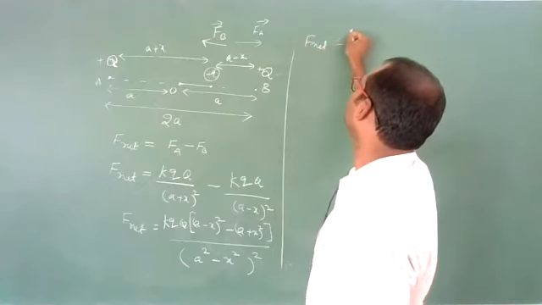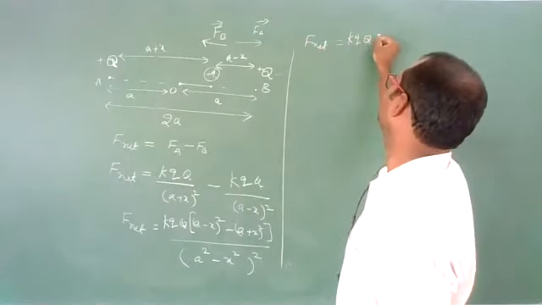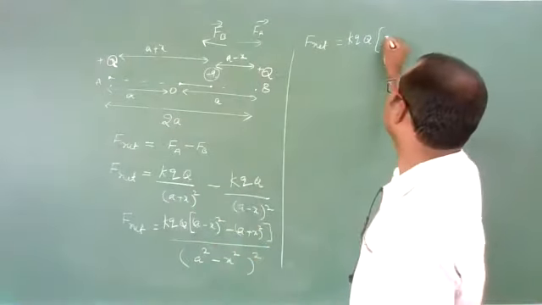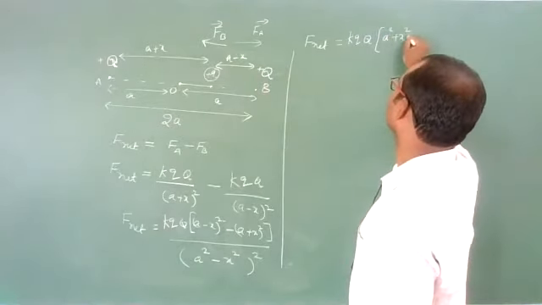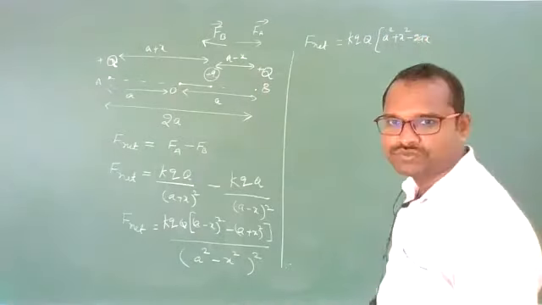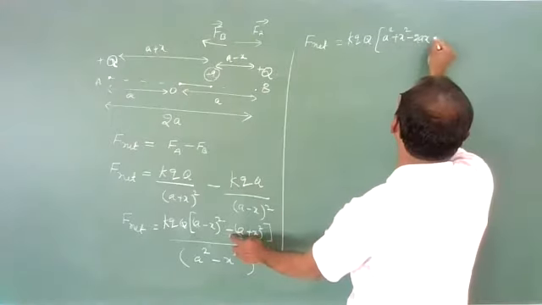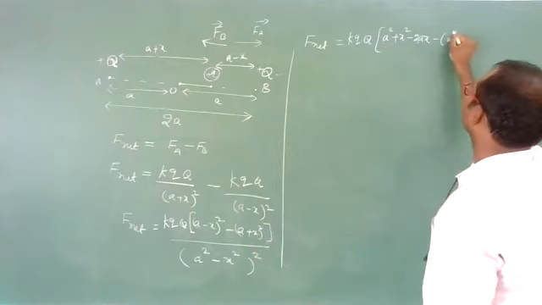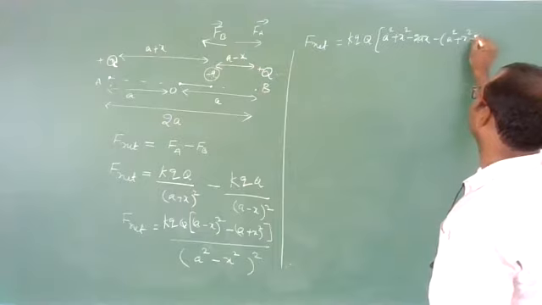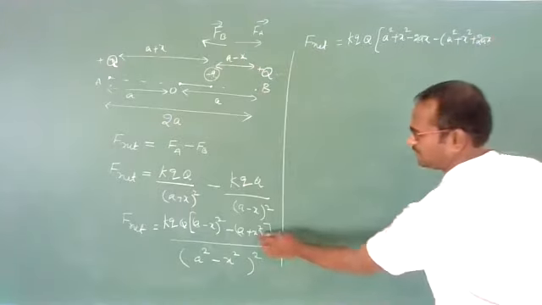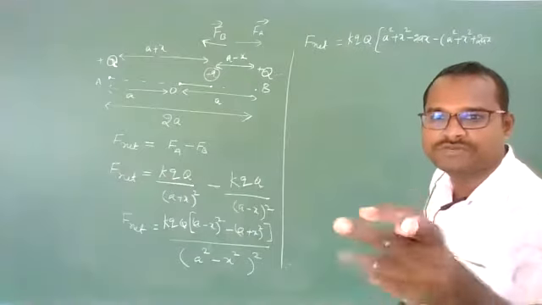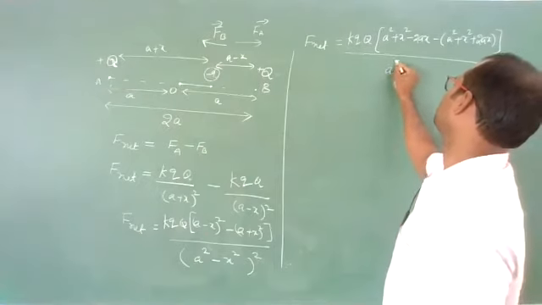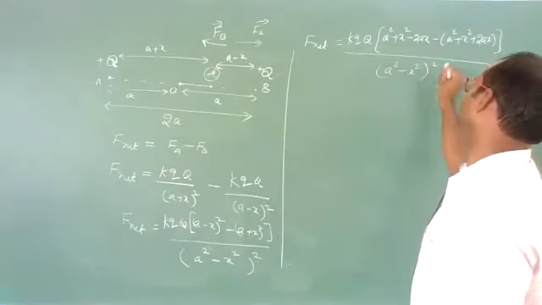F net is equal to kQ into, (a minus x) whole square can be written as a square plus x square minus 2ax. Are you getting, friends? And minus (a plus x) whole square, that is a square plus x square plus 2ax, the a square plus b square plus 2ab format, divided by (a square minus x square) whole square.